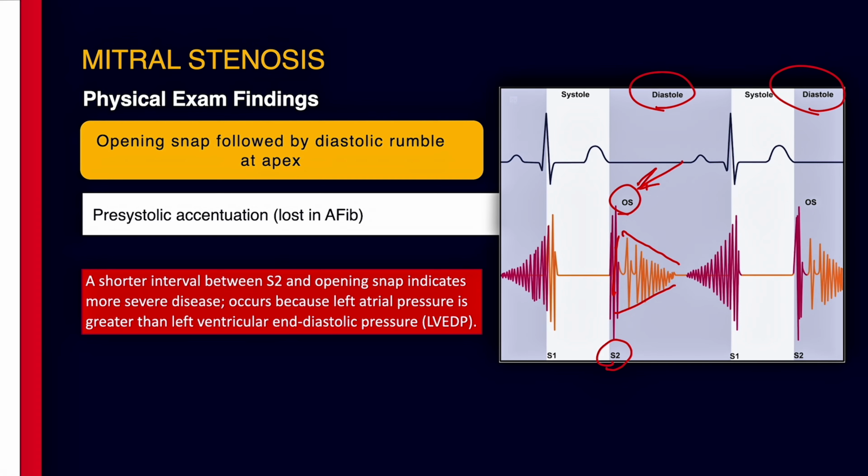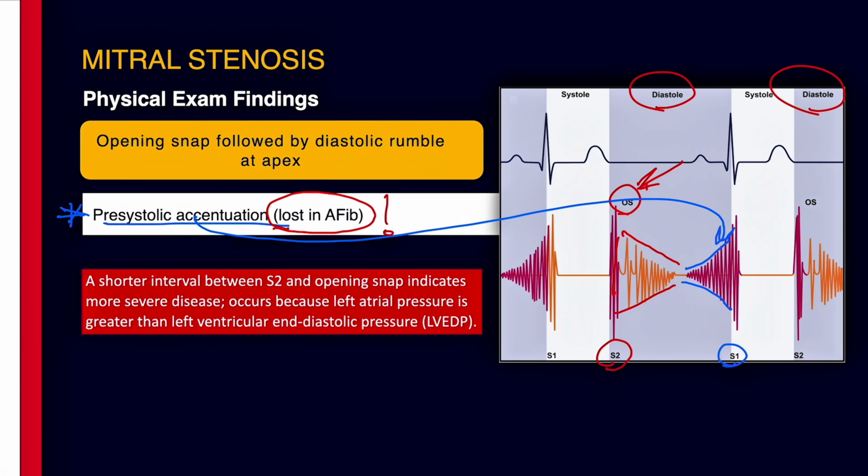In patients with normal sinus rhythm, the murmur gets louder right before S1. That's called the pre-systolic accentuation. It's due to atrial contraction, given that final push of blood through the stenotic valve. But if the patient develops atrial fibrillation, that accentuation is lost because you no longer have a coordinated atrial kick.